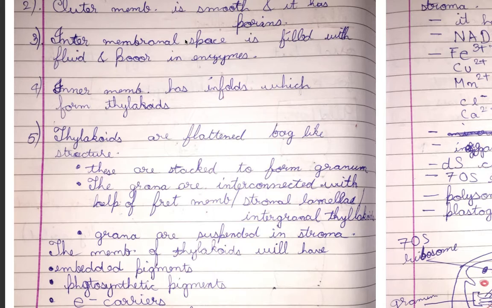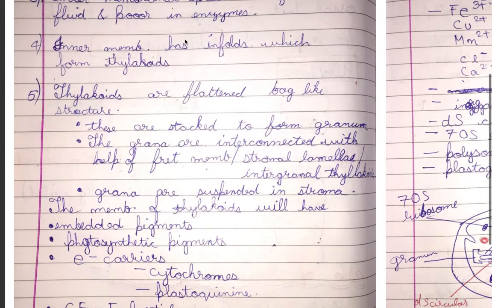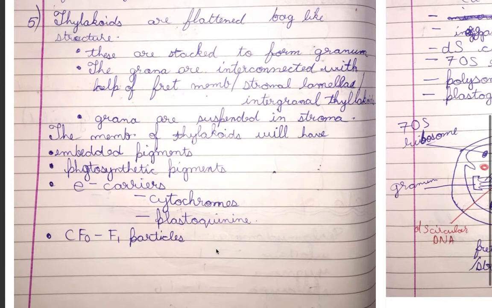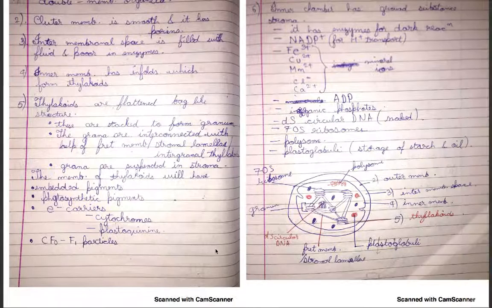Now grana are suspended in the stroma. The membrane of thylakoids has embedded particles, photosynthetic pigments, and electron carriers like cytochromes and plastocyanin. Cytochromes are common, but plastocyanin is different. Now it will have CF0-F1 particles.